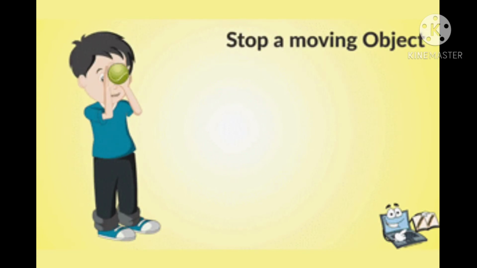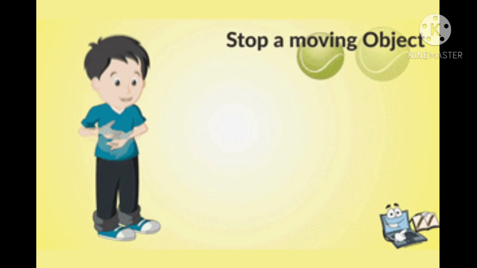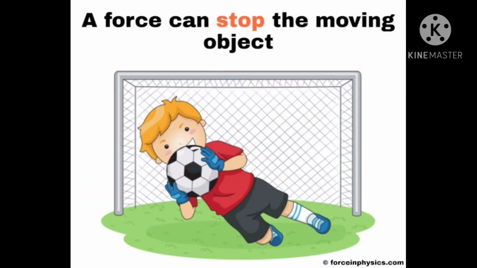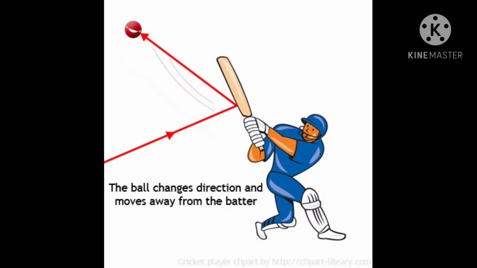Here in this slide you can see how the boy catches the ball and the ball stops moving. Here this goalkeeper also stopped the ball by catching it. Children, third effect of the force is that it can change the direction of any object. Here the ball changes direction and moves away from the batter.